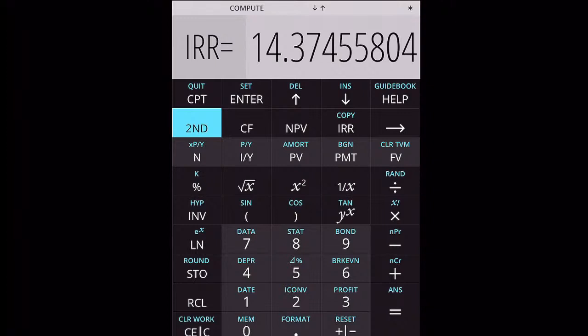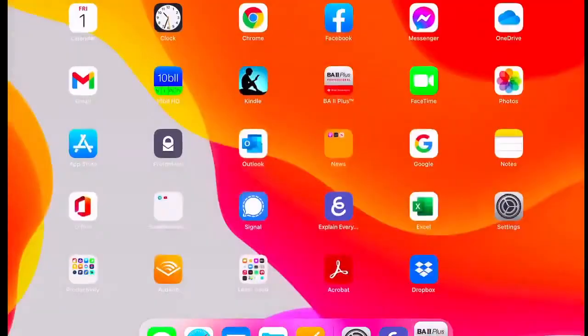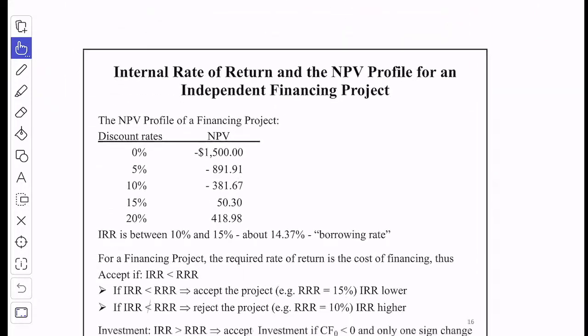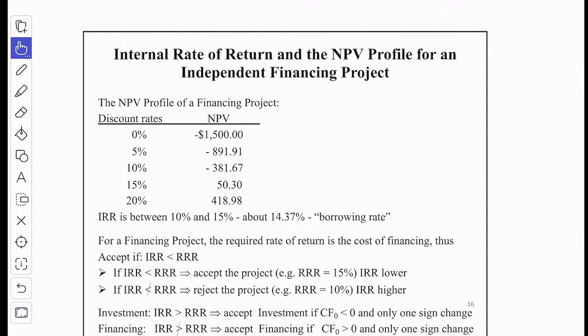Comments? So that's 14.4%, or 37. Okay, so we got 14.37%. What does it mean? Here is the NPV profile showing that the values are getting less negative and becoming positive. As they change sign, it becomes obvious that the IRR is in here, NPV equals 0 somewhere in here. So this is where you find the IRR.